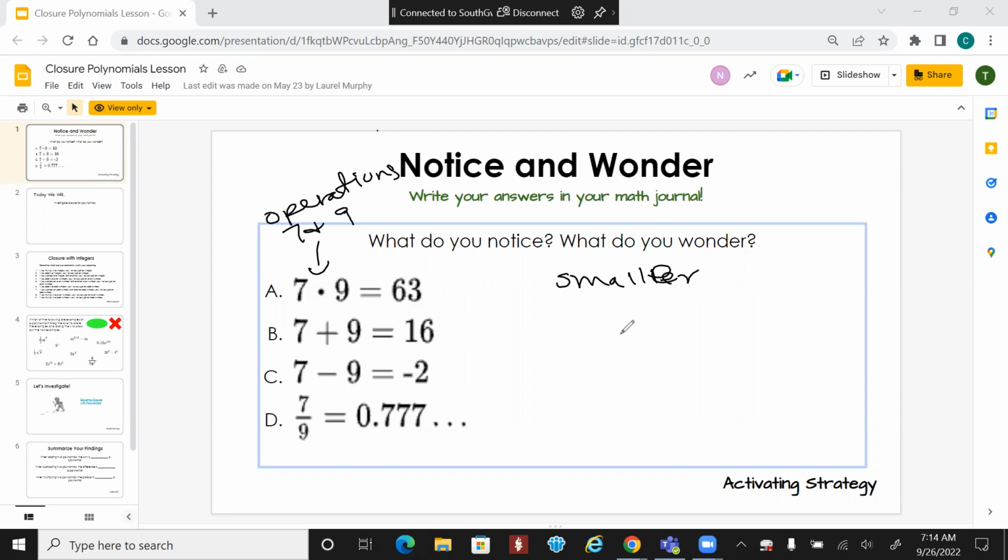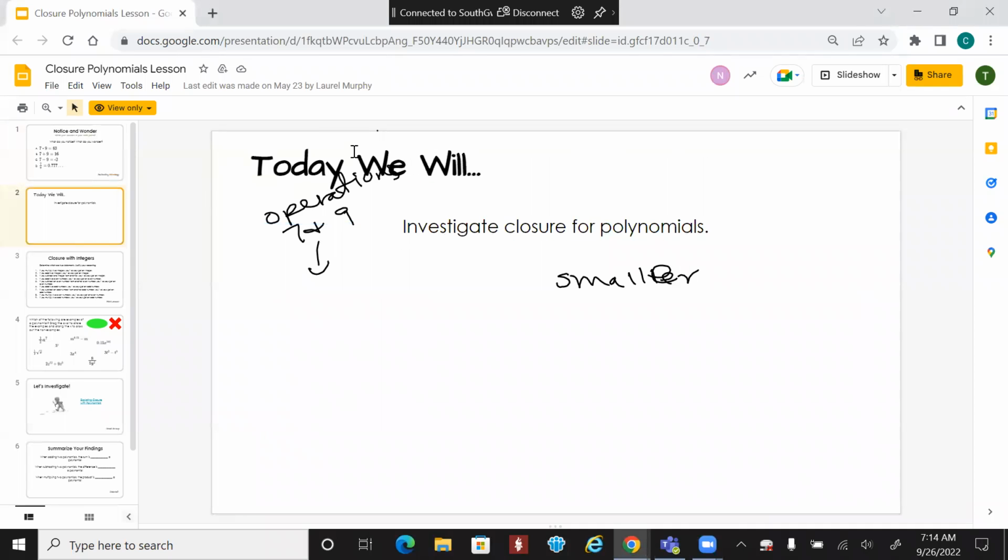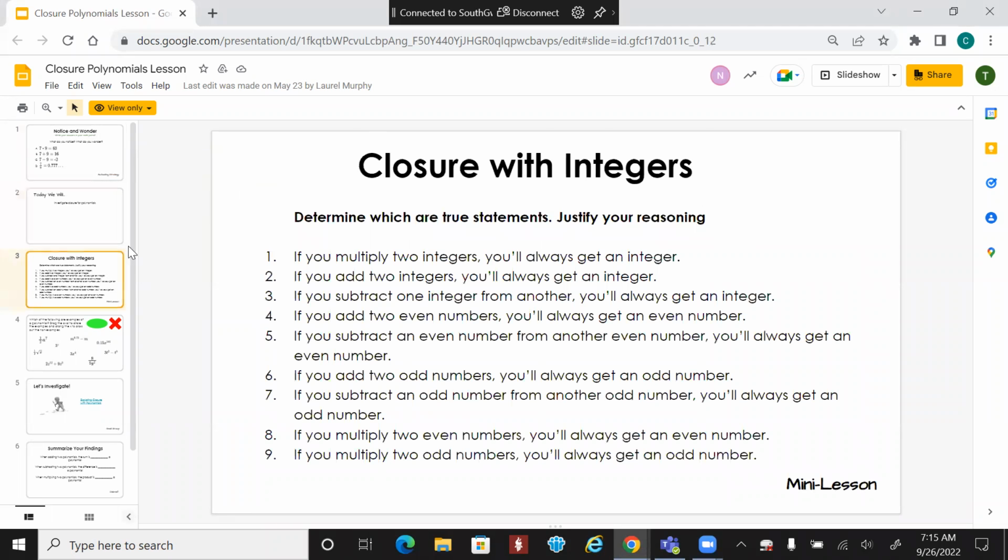All right. So today we're going to investigate closure for polynomials. Determine which are true statements and then justify your reasoning. Okay, so if you multiply 2 integers, you'll always get an integer. Is that a true statement? If you take 2 integers, when you multiply them, you'll always get an integer.